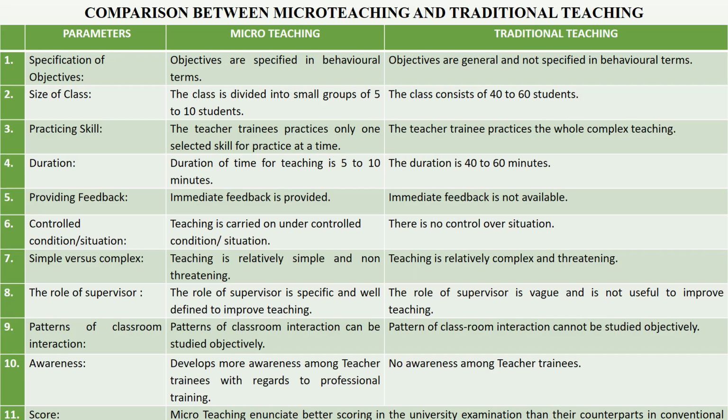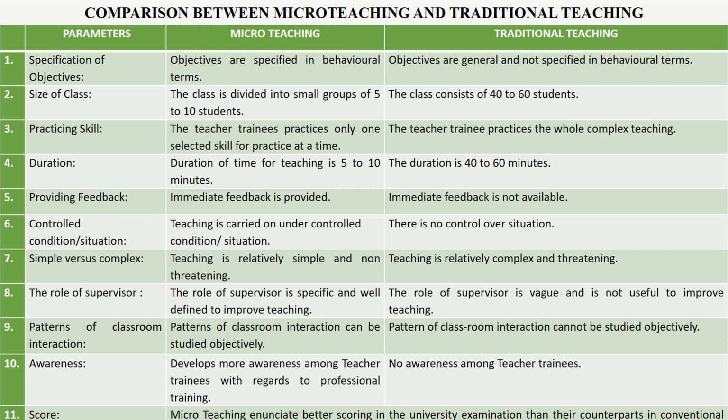Now we are going to compare microteaching with traditional teaching. Objectives are specified in behavioral terms in microteaching, whereas objectives are general and not specified in behavioral terms in traditional teaching. In microteaching, the class is divided into small groups of 5 to 10 students. The class consists of 40 to 60 students in traditional teaching.